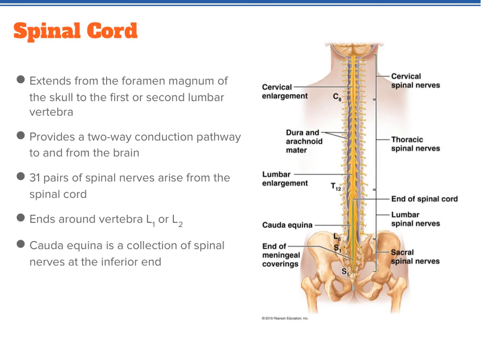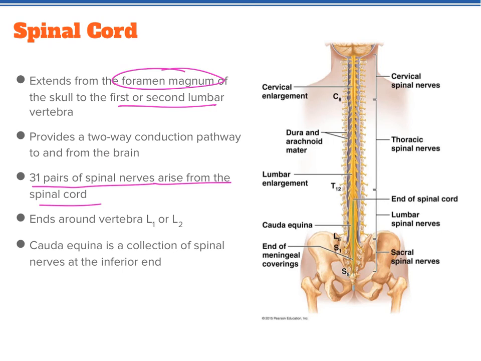So here is a picture of the spinal cord. So the spinal cord extends from your foramen magnum, which if you remember, that's at the very base of the skull. That's that big opening. And then it goes all the way down to your first or second lumbar vertebrae. It provides a conduction system, so messages can be received to and from the brain. It is made of 31 spinal nerves that arise from the cord.